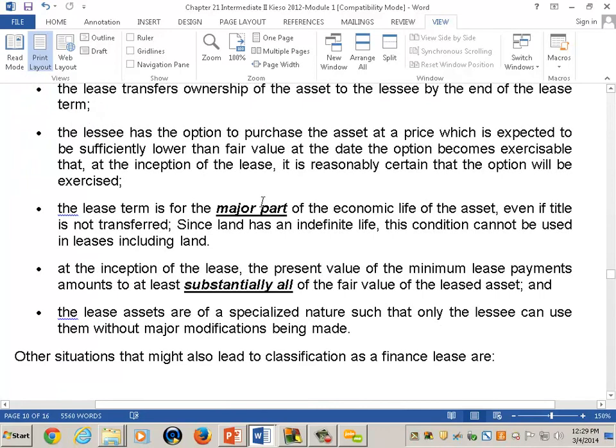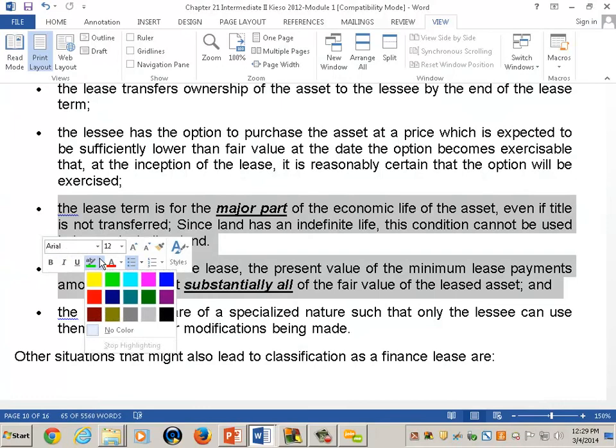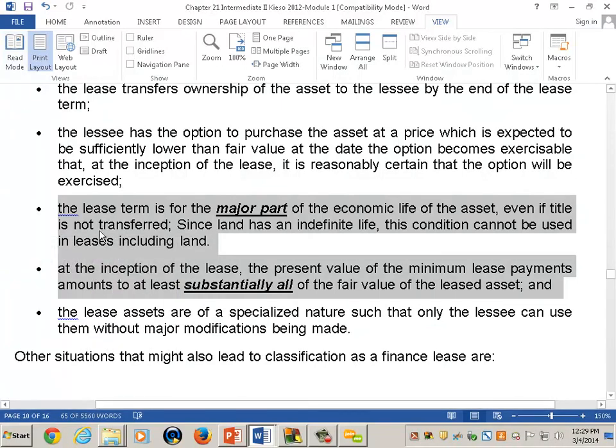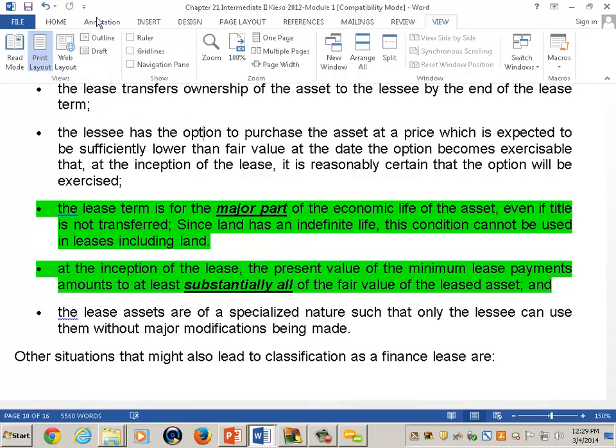When you look at the next two, instead of the 75% test, they're saying the lease term is a major part of the economic life.